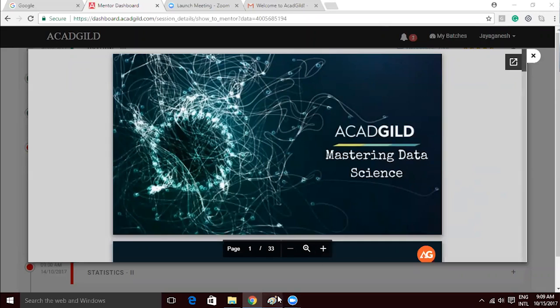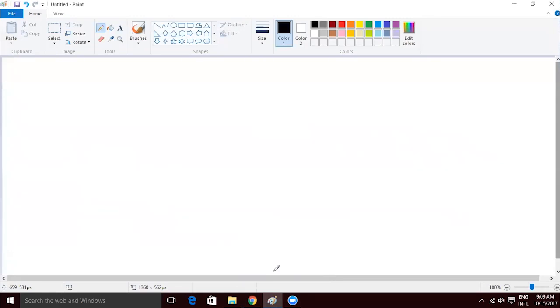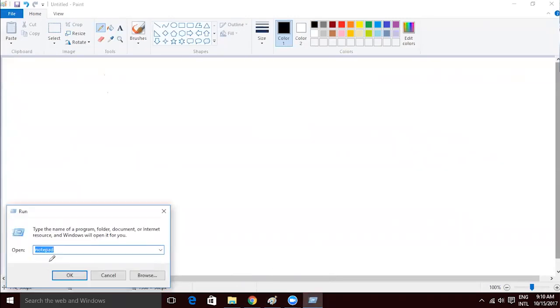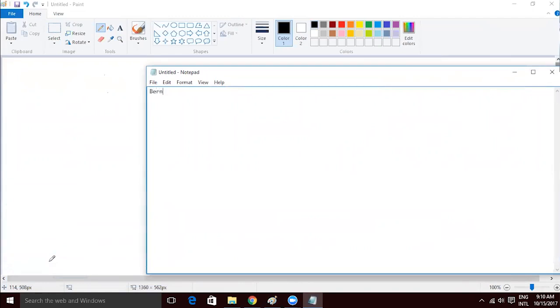I'll start with a simple example of why statistics is primary, then we go through each and everything. Let me open Notepad. You all have heard about Bernoulli distribution, right? We'll see Bernoulli distribution next week. There is something called binomial distribution that came from Bernoulli distribution. But in this session, I'll just tell you how we derive the machine learning equation from statistics.